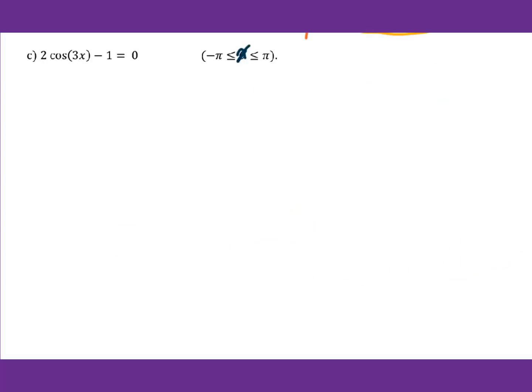Now let's go to C. We need x between negative pi to pi. This is a linear pattern. Therefore, you cross negative 1 to the right side, then divide by 2. We got cosine 3x equals 1 over 2.